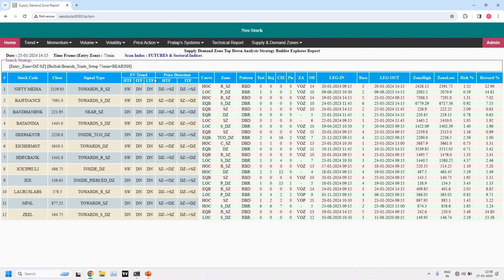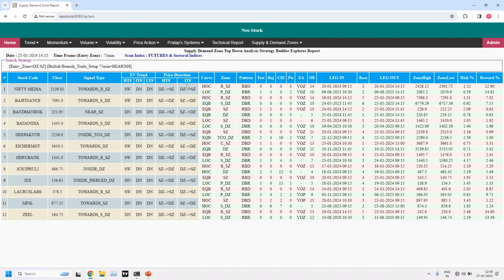So now you can go through this trend, you can go through this price direction. Especially in trend, you need to focus on the HTF trend and ITF trend. ITF is the primary trend. HTF trend is the supportive trend. So in ITF, all these stocks are having a downtrend. HTF is either sideways or downtrend, either one is supported. It is an additional justification.